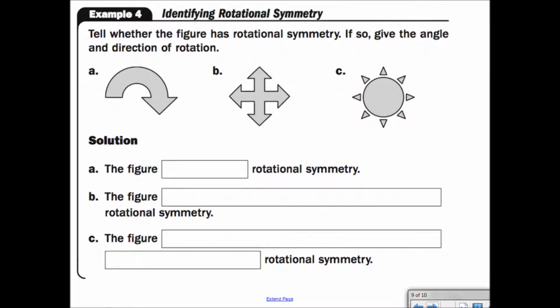Identifying rotational symmetry. Tell whether the figure has rotational symmetry. If so, give the angle and direction of rotation. Figure A does not have rotational symmetry. Figure B has 90-degree and 180-degree clockwise or counterclockwise rotational symmetry.